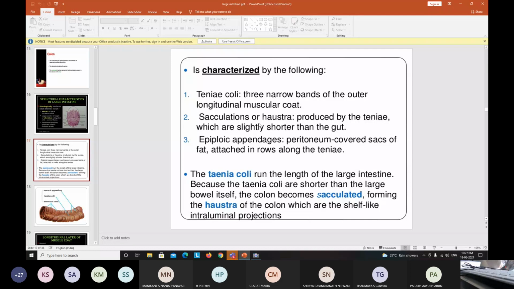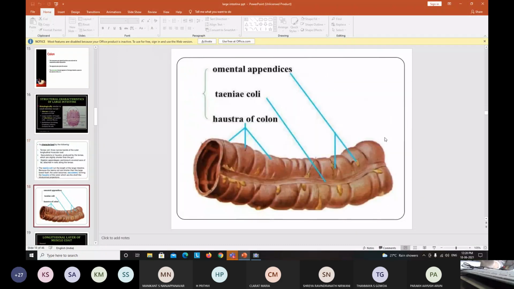These 3 points you have to remember, and explain during your practical examinations. A short note of 3 marks may also come on the cardinal features of the large intestine, and MCQs related to it are also very important. Now clearly you can find out in this diagram the three cardinal features I told. Once again, I will repeat.